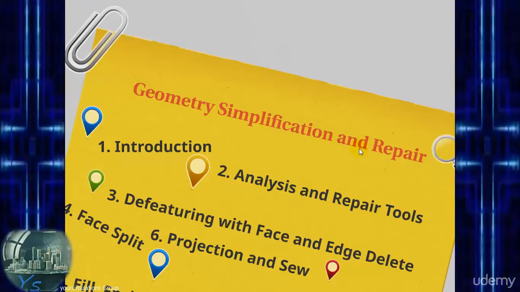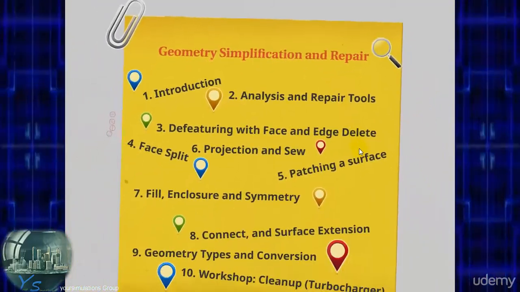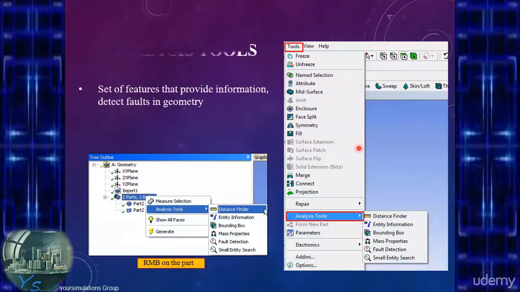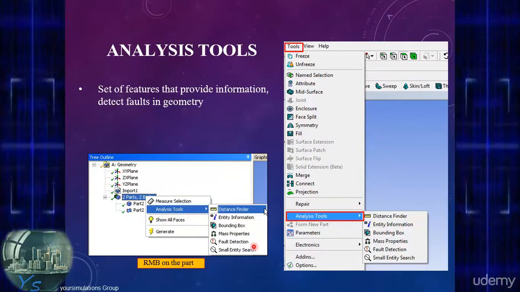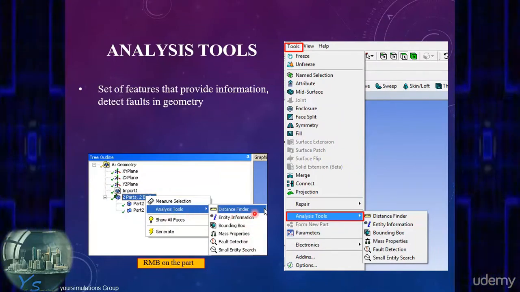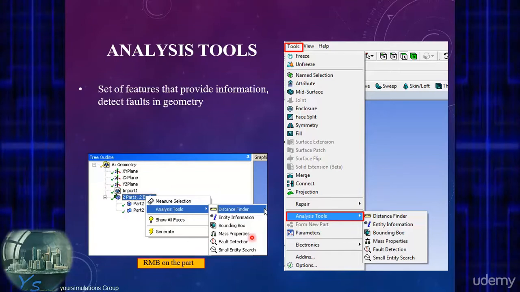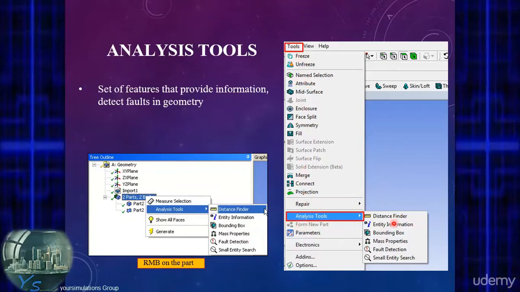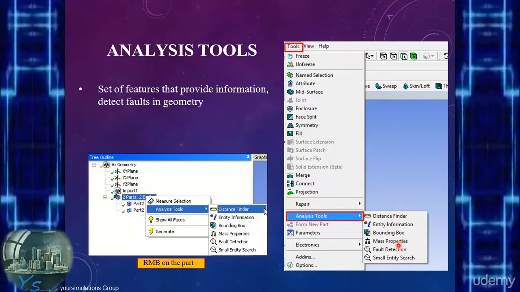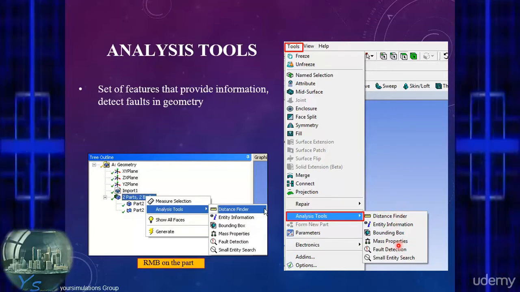So we can get to the analysis tools in two different ways. We can use the right mouse button on the part, as shown here on the left, and then go to the analysis tools option, and then we can list out all of the analysis tools to be used on that particular part. We can also use the tools drop down menu and go to analysis tools, and that will give the same list of tools available for use in an analysis.